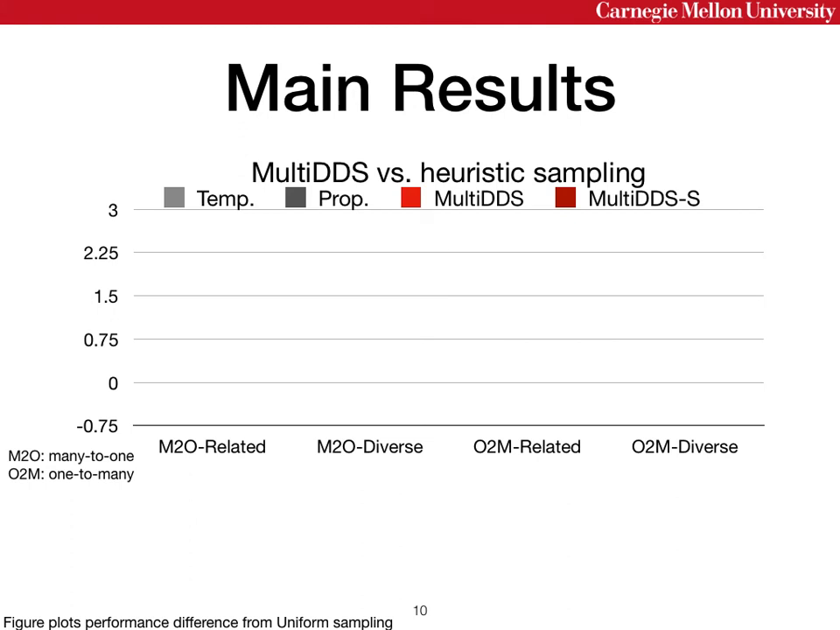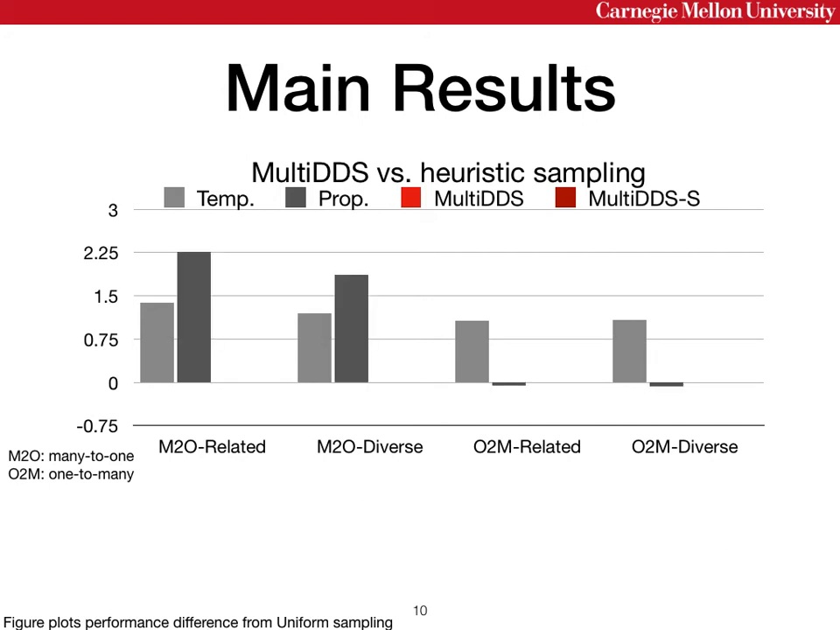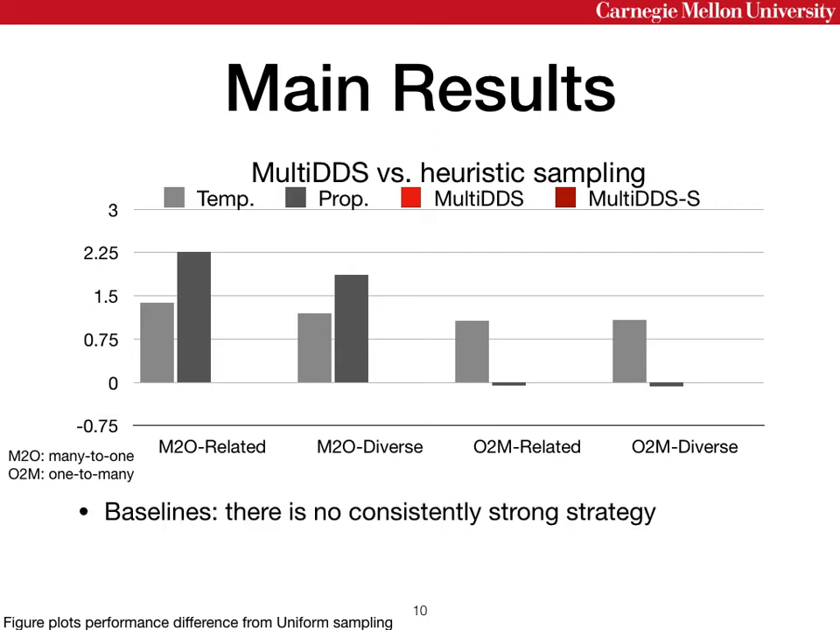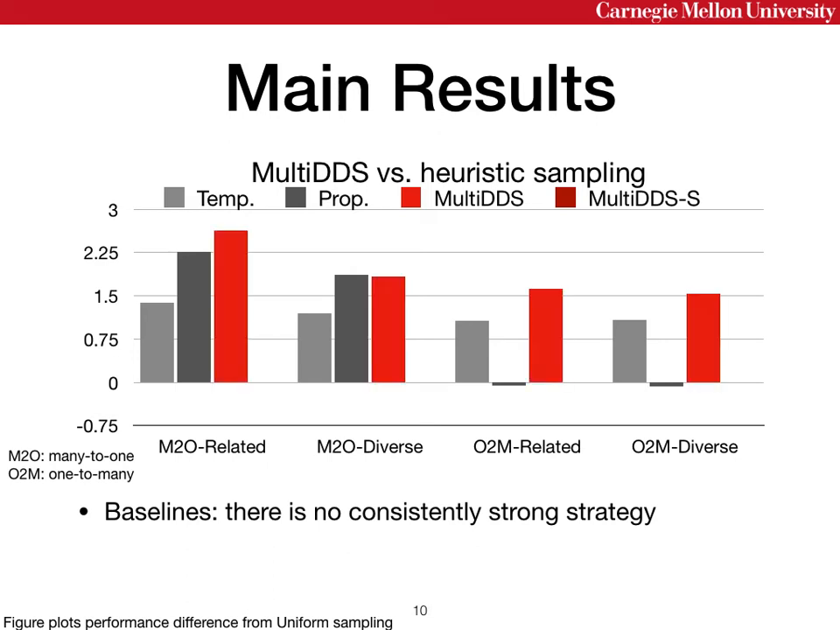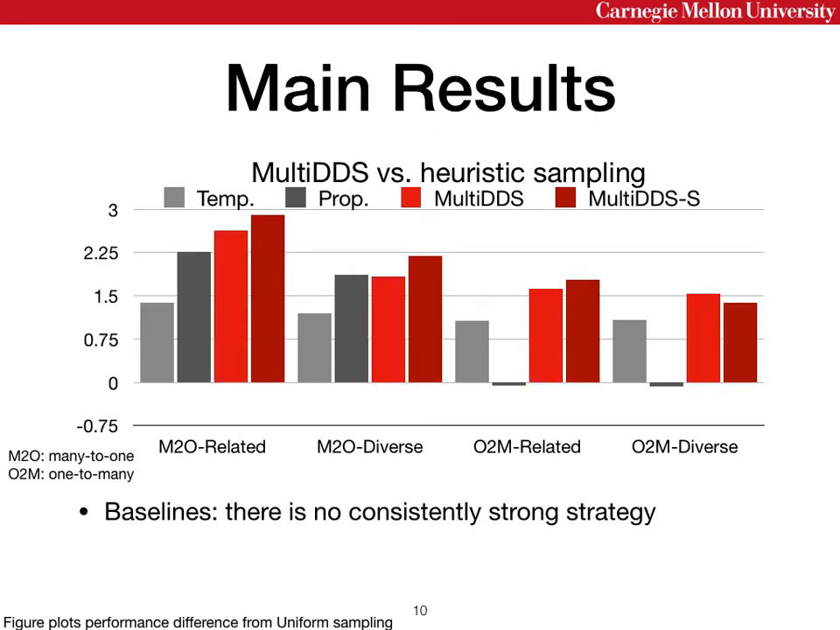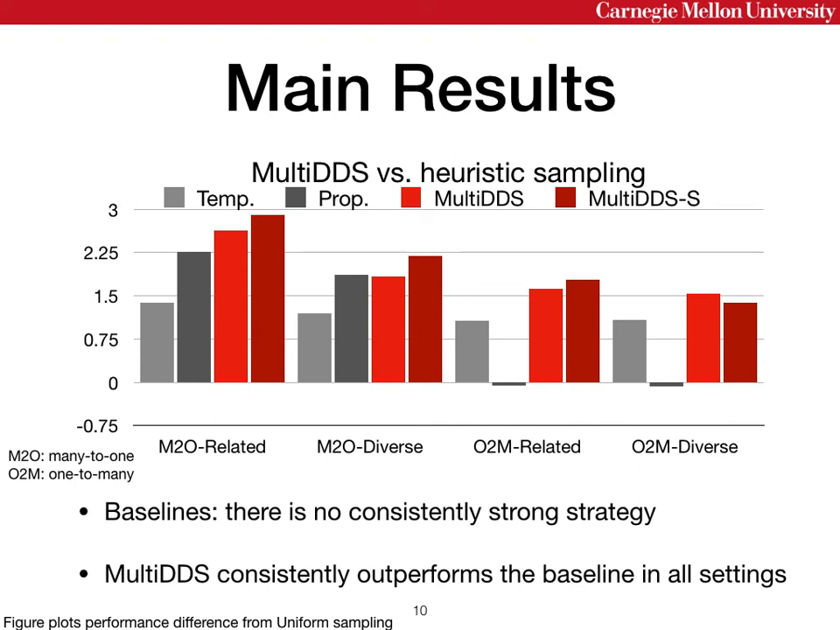Next, we compare the performance of MultiDDS with the heuristic sampling baseline. First, we examine the performance of temperature-based heuristic sampling and sampling proportional to dataset size. And we can see that for all the baselines, none of them is consistently better than the other baselines. However, MultiDDS is able to consistently outperform the baselines in all 4 settings.